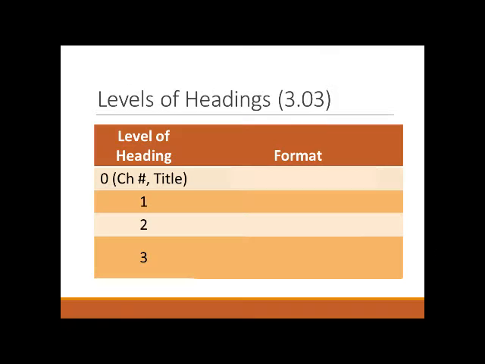In terms of the headers that you use, what APA says is level 0 is your chapter number or title of a document. This refers more to your dissertation more so than documents that you might submit for other classes or for publication. But APA says that that should be centered and in all caps, not bolded. So your chapter titles: all caps, centered, no bold.